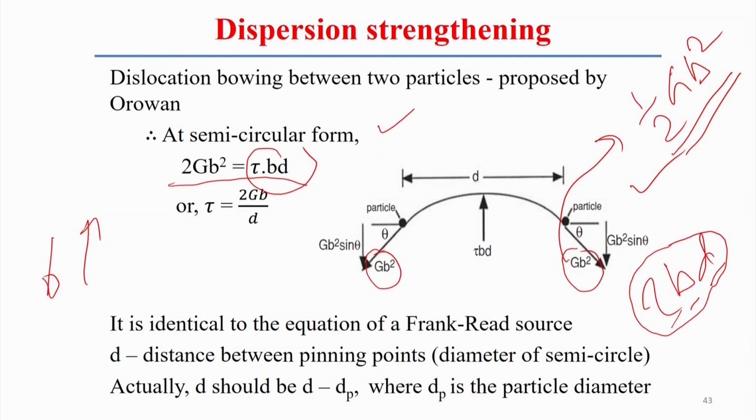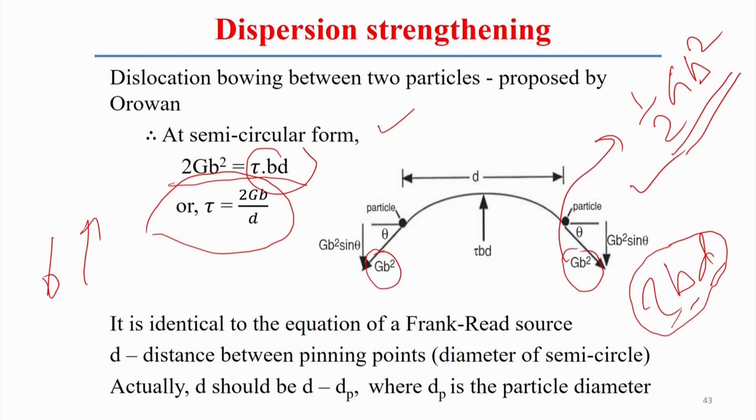But with this configuration, if we assume the dislocation energy per unit length equal to Gb², then we can balance the vertical force at the semicircular form. Then we find the shear stress in terms of twice Gb by D, that is, in terms of the shear modulus, Burgers vector, and the segmented length of the dislocations. It is identical to the equation we observed when we analyzed the Frank-Read source of dislocation generation, where here we can modify the length D. D is the distance between the pinning points, basically the diameter of the semicircle.